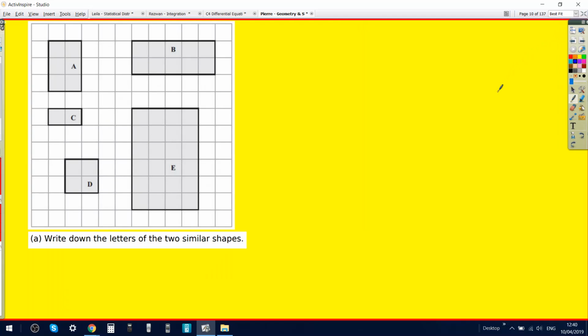Two similar shapes would be A and E. So this one is 2 and 3. This is 1, 2, 3, right. 4, 5, 6. Yeah, that's right. It's been doubled. So that's A and E. Okay, great.